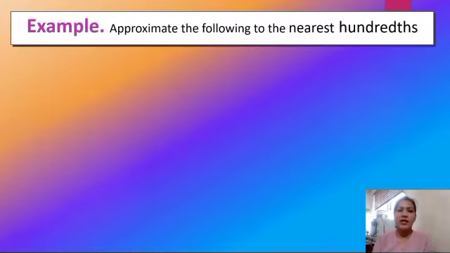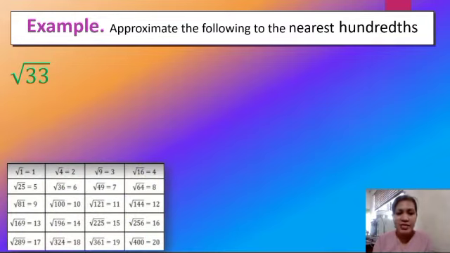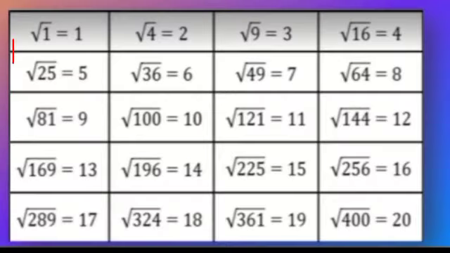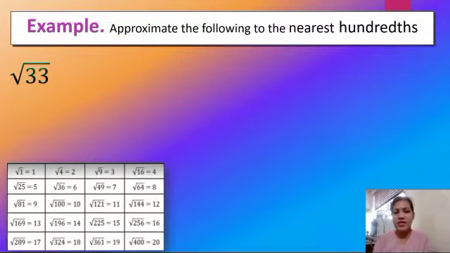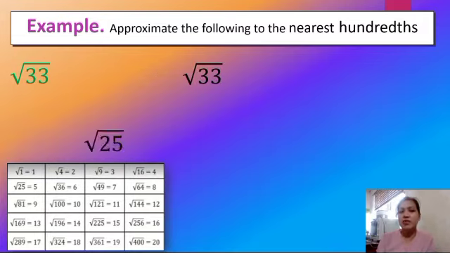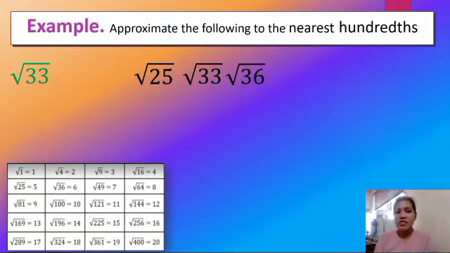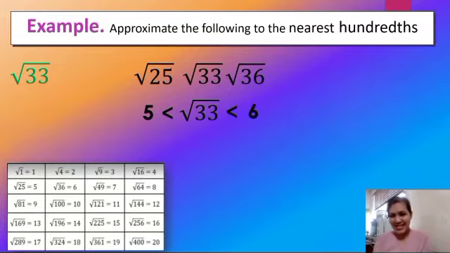Another example, let's have square root of 33. Again, titingnan tayo sa ating table of square roots. Asan ba malapit si square root of 33? So, meron na dito square root of 36 agad. So, titingin lang kayo sa katabi niya. Square root of 25 and square root of 36. So, square root of 33 is in between square root of 25 and square root of 36. So, square root of 25 is 5. So, therefore, 5 is less than square root of 33. And square root of 33 is less than square root of 36 or 6. Okay, so yan yung ating integer.